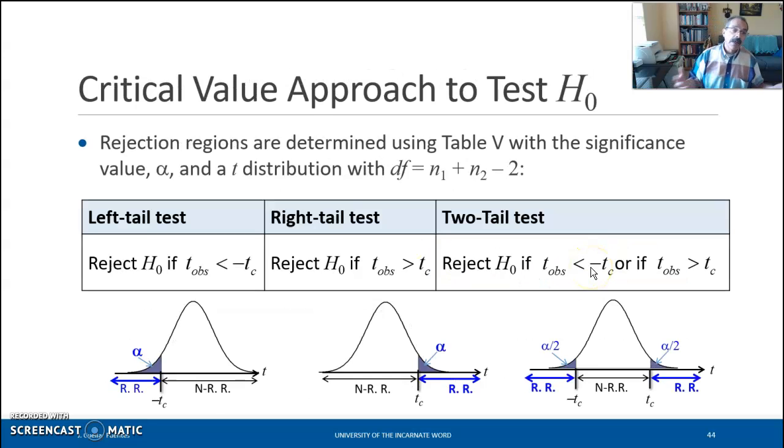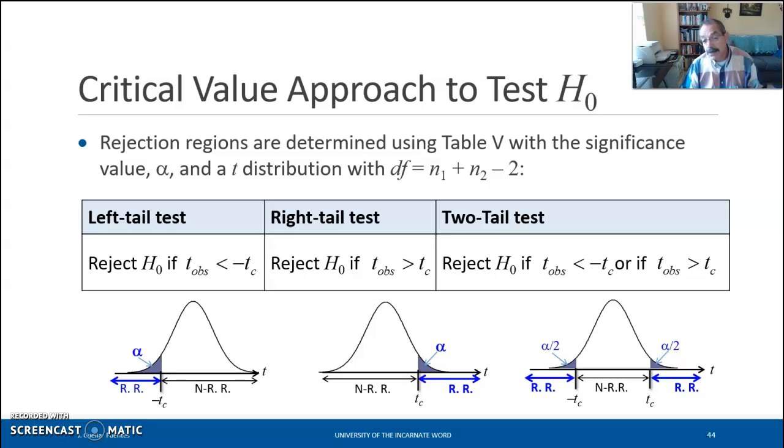So the next question is, how do we proceed to make a decision about the null hypothesis if we want to use the critical value? Well, the same as before. The only difference, and we're going to use table 5 as we learned in the previous module, is that in this case the degrees of freedom will be n1 plus n2 minus 2. And again, if you have a left tail test, the rejection region is to the left and is defined by the value of the significance level. And so the critical value, we're going to find it in table 5 with alpha, and then we use the symmetry of the distribution to find the low value.